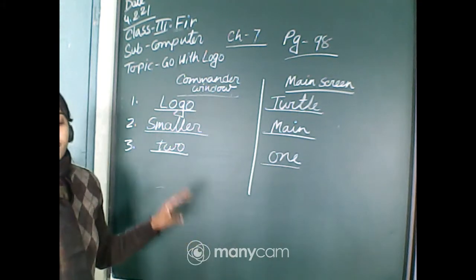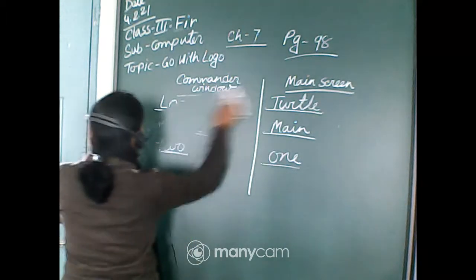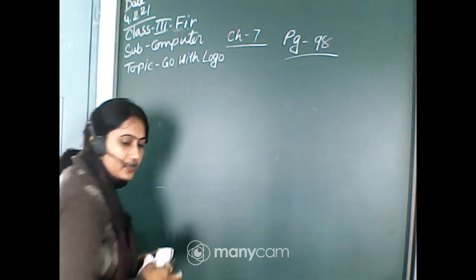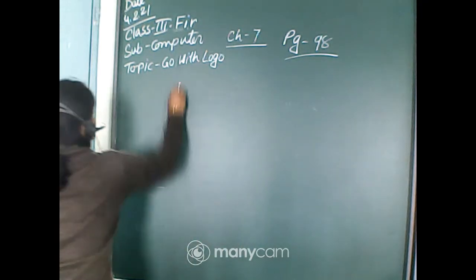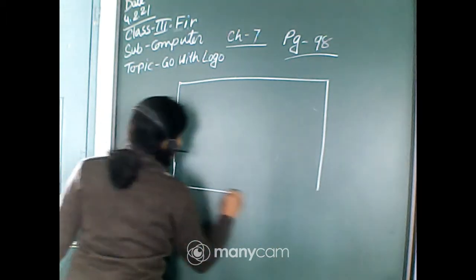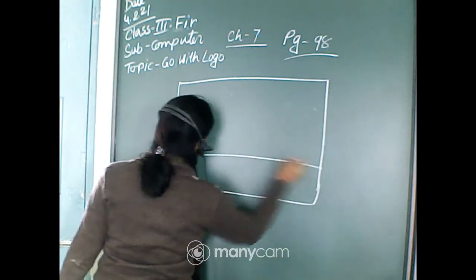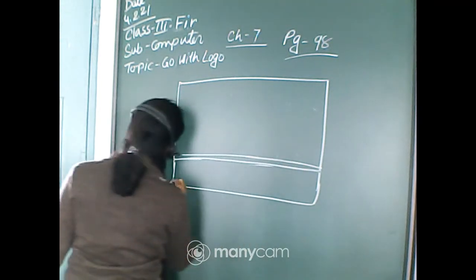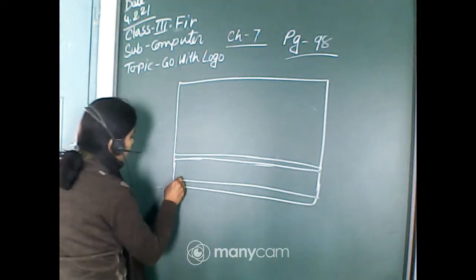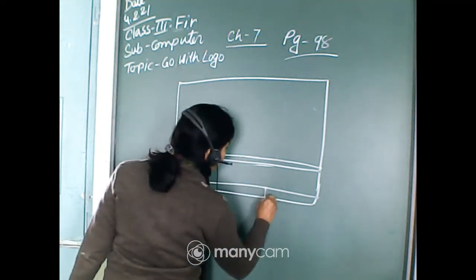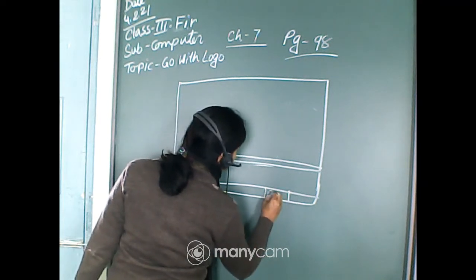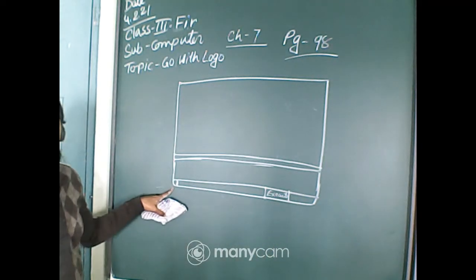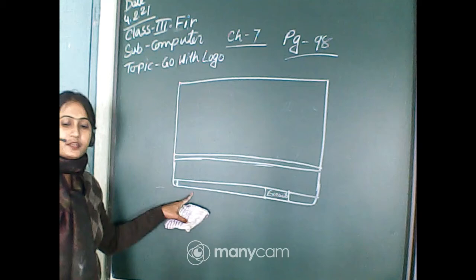When you write the command, what have I told? That write the command in the command input box. When we write the command, always you have to type the command in the command input box. This is the logo screen. This portion is the main screen and this is the commander window, and the commander window is divided into two parts: the command input box and the recall list box. Here are the two buttons, execute and idle. Now whatever command you write, always you have to write in the command input box.